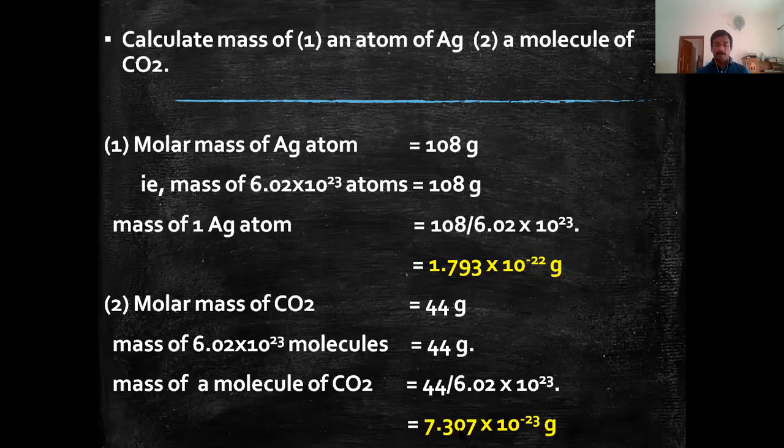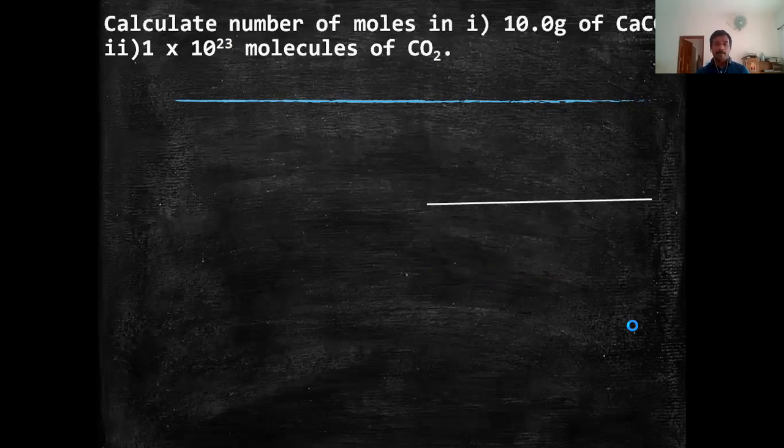I think it is clear to you. If it is not clear, do it again and again and make it clear. Okay, we can go to the next problem. Calculate the number of moles in 10 gram of CaCO3.